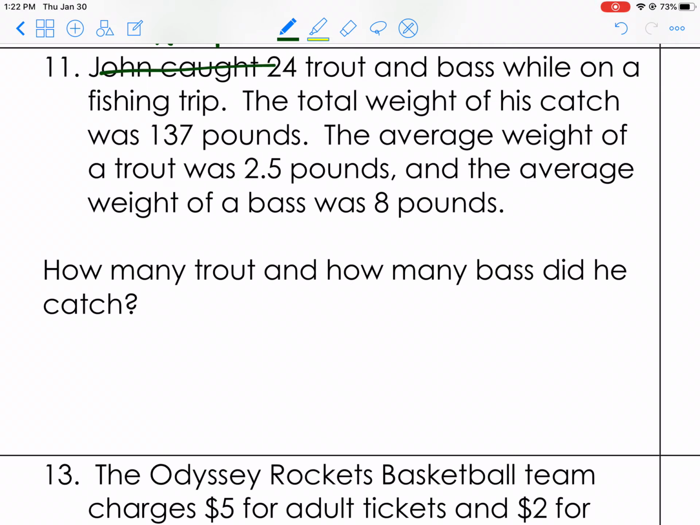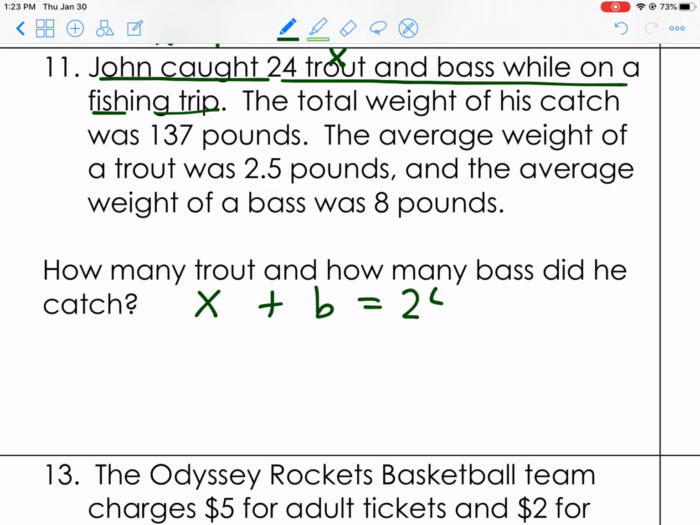Okay, the first sentence provides us with information about the numbers and types of things. So he caught 24 fish total. The fish types that he caught were trout and bass. Because T is sort of annoying to write in algebra, I'm going to call trout x, and I'll use b for bass. So if I add up all the trout he caught plus all the bass, guess what that equals? 24. So one equation is just about the count.